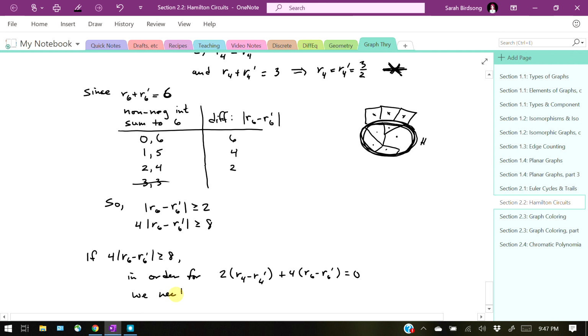We need this other term, the 2 times R4 minus R4 prime, to match up, right? Because these 2 terms add together to be 0. So if this one's 8, that one has to be negative 8. But if we do it in terms of differences, that means this guy has to be greater than or equal to 8 in terms of the differences. So the absolute values here are just cutting off who's negative and who's positive.